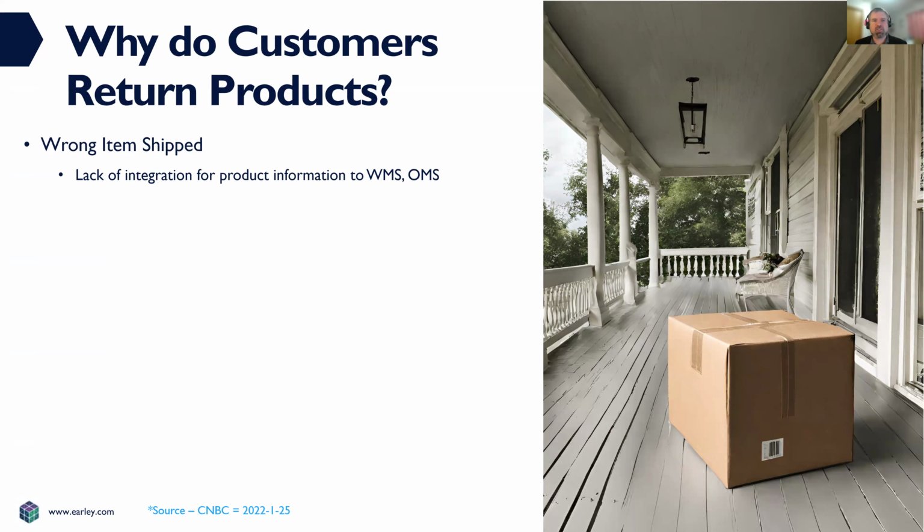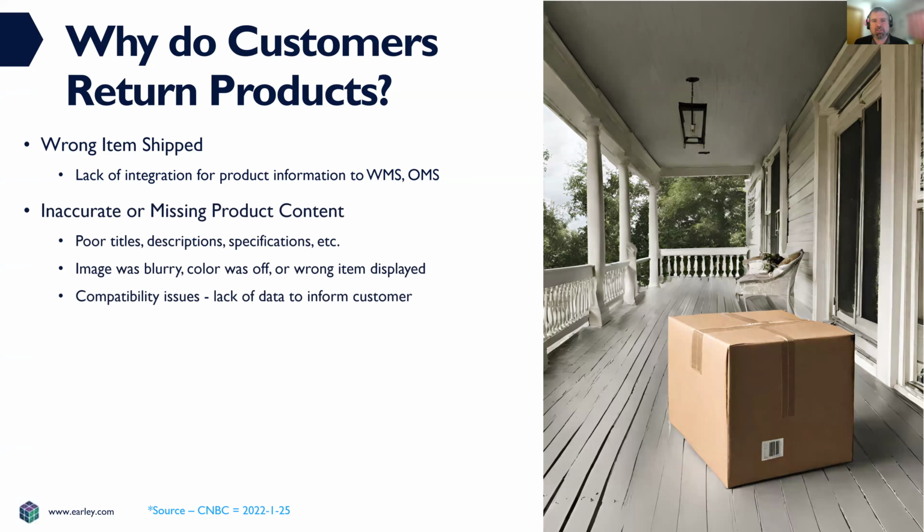And there's a good distinction that you made there in wrong item shipped versus wrong item ordered, because there's differences in why those occur. And like you said, we're going to talk about that in another part here. But I want to get to what is the bulk of what we can handle from a product data perspective to influence returns. And that's inaccurate or missing product content.